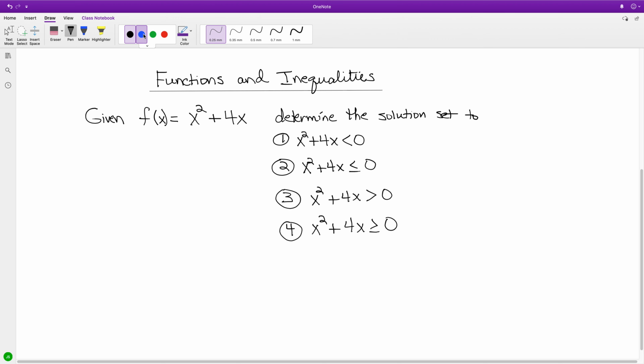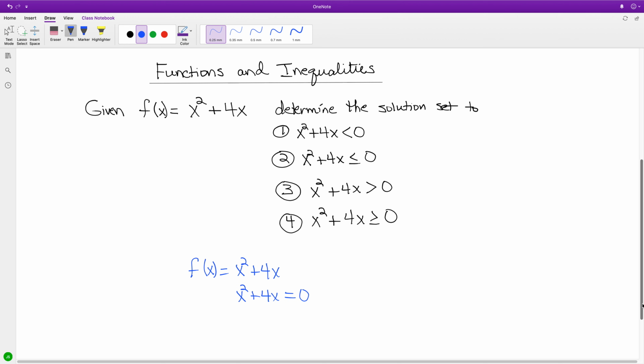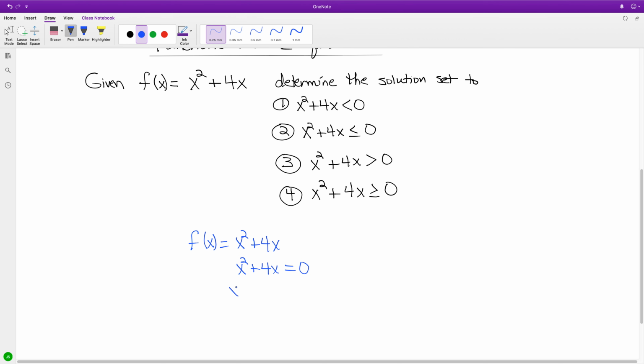Starting off, we have f of x is equal to x squared plus 4x, and what we want to do is establish the zeros of this function. If I set x squared plus 4x equal to 0, we have a factorable quadratic expression, and the greatest common factor is x. Upon factoring out x, we have x times the quantity of x plus 4 is equal to 0, and we set each factor to 0.